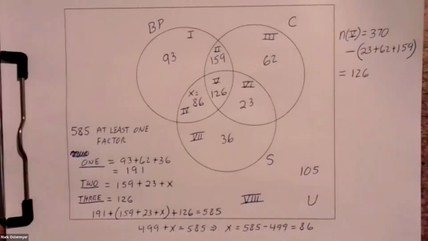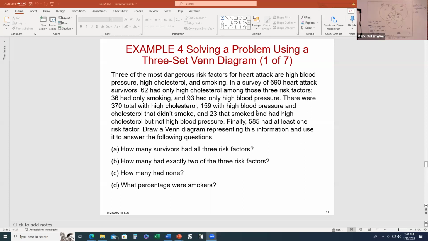All right. Continuing to move on backwards. It says there were 300 total with high cholesterol. We're not ready for the 370, are we? We're not ready for this, because we don't know how many had only high cholesterol. We actually skip over the 370 for now and go back to the 93.